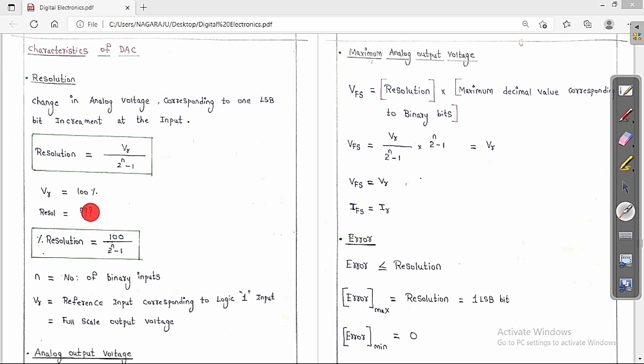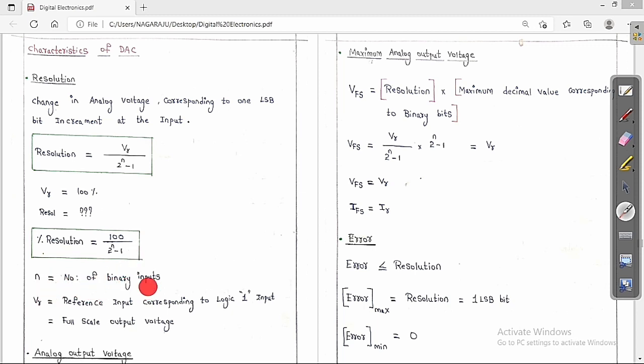So divide equation 2 by equation 1. We get resolution by VR is equal to x by 100. So x is equal to resolution by VR into 100. Solving this, we get the percentage of resolution is equal to 100 by 2 to the power of n minus 1, where n is called the number of binary inputs.